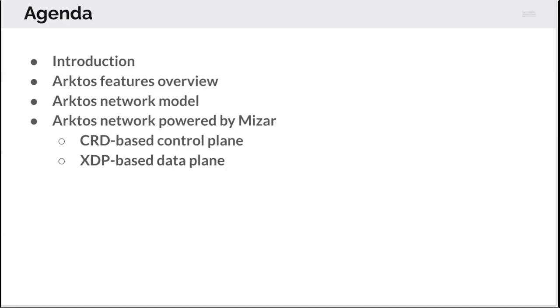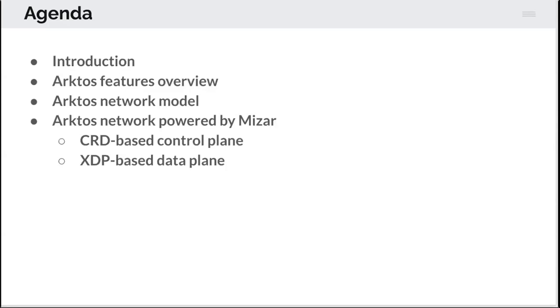This is our agenda. Our talk mainly includes three parts. In the first part, we will first give background information about the project Arctos and Mizar, so you can know what Arctos is and its relationship to the project Mizar. We also give a brief introduction to the three major features in project Arctos.